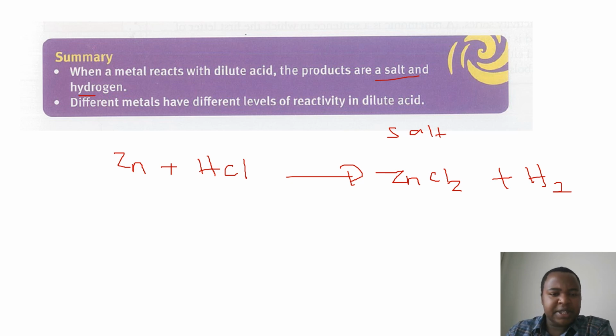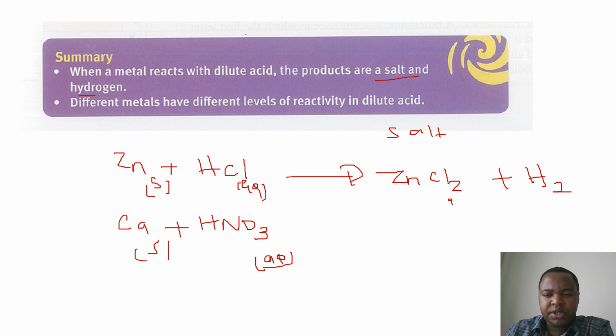If you take any other example, which other example can we do? Let me do calcium plus nitric acid. The state symbol here is aq. These are metals, so they are solid. This is aq. This is gas. Disclaimer: most of these equations are not balanced, so you can balance them when you are going through these slides. So calcium plus nitric acid, we get calcium nitrate.